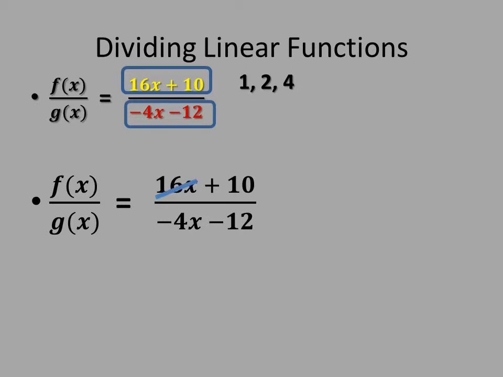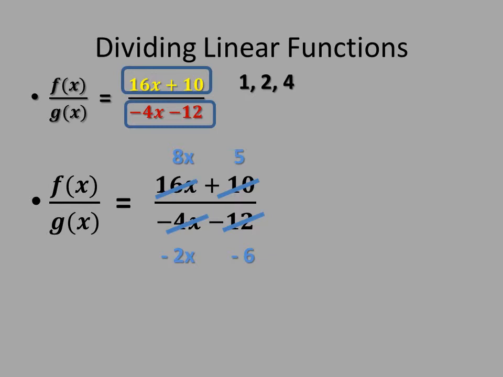Well, I'm going to start in the numerator. 16 divided by 2. You can put that in your calculator. You get 8, but it's going to be 8x, isn't it? Now, 10 divided by 2. Again, people, that can go in your calculator. 10 divided by 2 is 5. Now I'm going to go down to the denominator. Negative 4 divided by 2. And I'm going to get negative 2, but it's going to be negative 2x, isn't it? Finally, I'm going to divide negative 12 by 2, and I get negative 6.